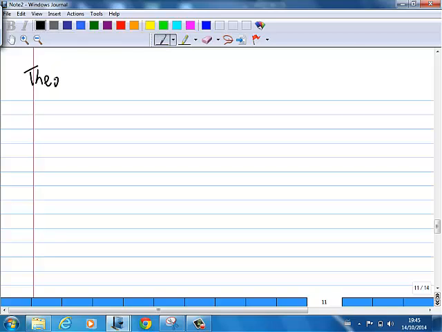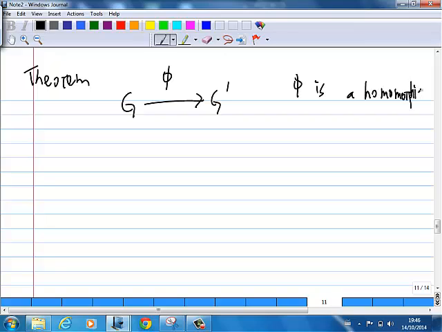Okay, this is important to learn here. So you have to do with homomorphism. Let's say G to G prime is a homomorphism. Suppose you have a mapping from G to G prime, and this is a homomorphism, where the group operation in G is, let's say, star here, and the group operation in G prime is star prime.